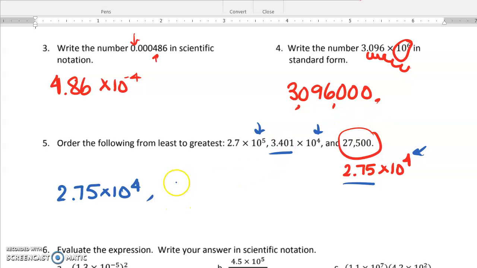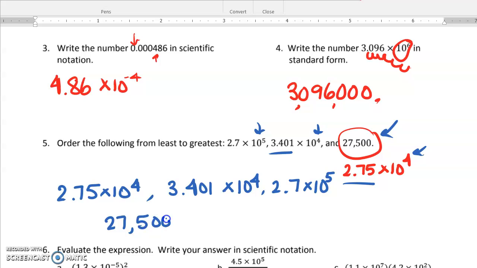Our next number is going to be 3.401 times 10 to the 4th, and our largest is going to be 2.7 times 10 to the 5th. Because this number was not given in scientific notation, your answer should reflect that. So the answer you would actually write would be 27,500 followed by 3.401 times 10 to the 4th, and then 2.7 times 10 to the 5th.